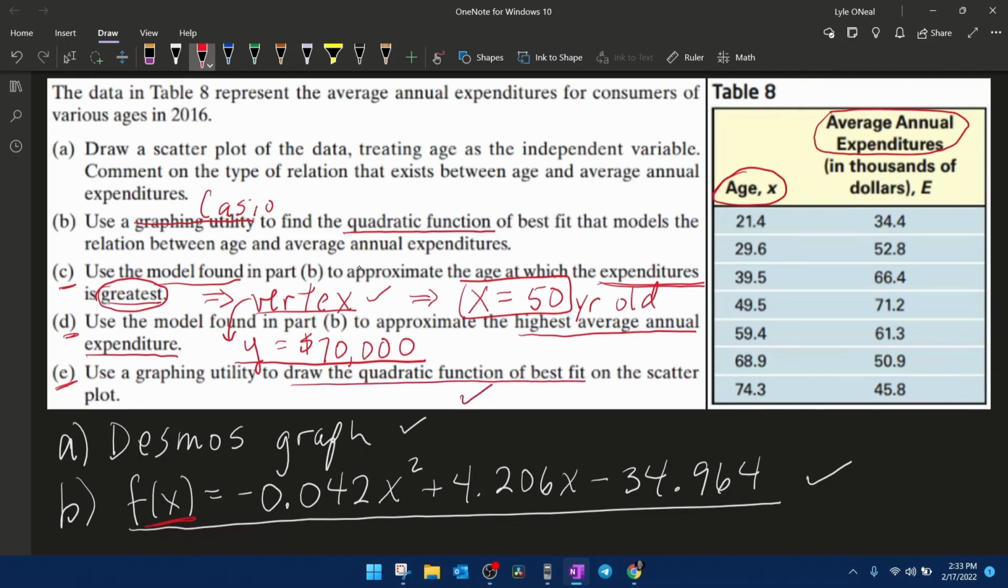And part E, use a graphing utility to draw the quadratic function of best fit. We've already done that using Desmos. And so that's going to do it for this particular example. And that's also going to do it for this lesson.